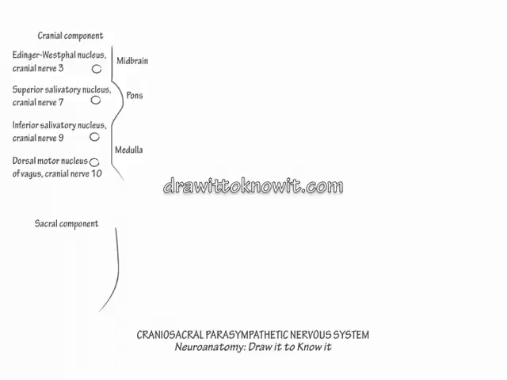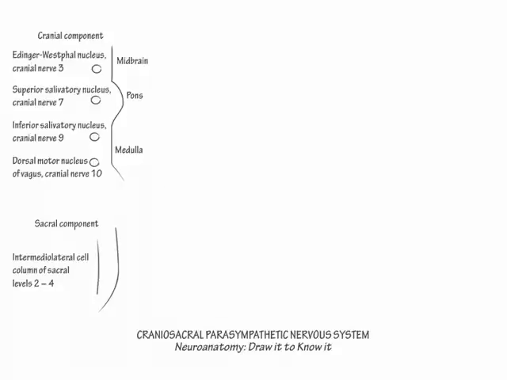Now indicate that the sacral nuclei are the intermediolateral cell column nuclei from sacral levels 2 through 4. These nuclei reside in lamina 7 in the intermediate gray matter horn of the spinal cord. Next, let's indicate the parasympathetic ganglia sites, which process and relay information from the pre to the postganglionic tissues.